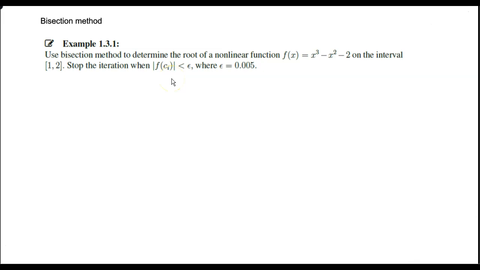Look at this example. Use the bisection method to determine the root of a nonlinear function f(x) equals x cubed minus x squared minus 2 on the interval 1 and 2. And the stopping condition is the absolute value of f(c_i) must be less than epsilon, where epsilon is 0.005.